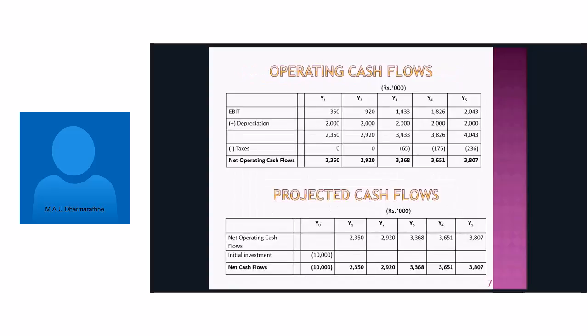Then the operating cash flows: earnings before interest and tax is taken. For that we have added the depreciation amount and deducted the tax. Then a net operating cash flow figure is given: 2,350,000 in year 1, 2,920,000 in year 2, and likewise. Then projected cash flows: initial investment is 10 million, then net operating cash flows 2.3 million in year 1, 2.9 million in year 2, and likewise.